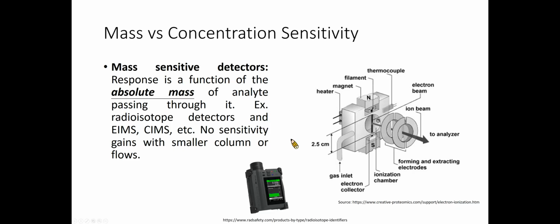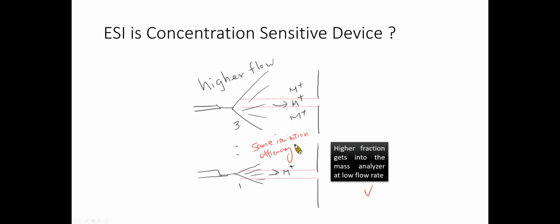For mass-sensitive detectors, the response is a function of the absolute mass of analyte passing through it. There are no sensitivity gains with smaller columns or flows. ESI is fundamentally mass-sensitive. The apparent concentration-sensitive response is the result of the balance between the ionization efficiency and mass flux into the electrospray needle.